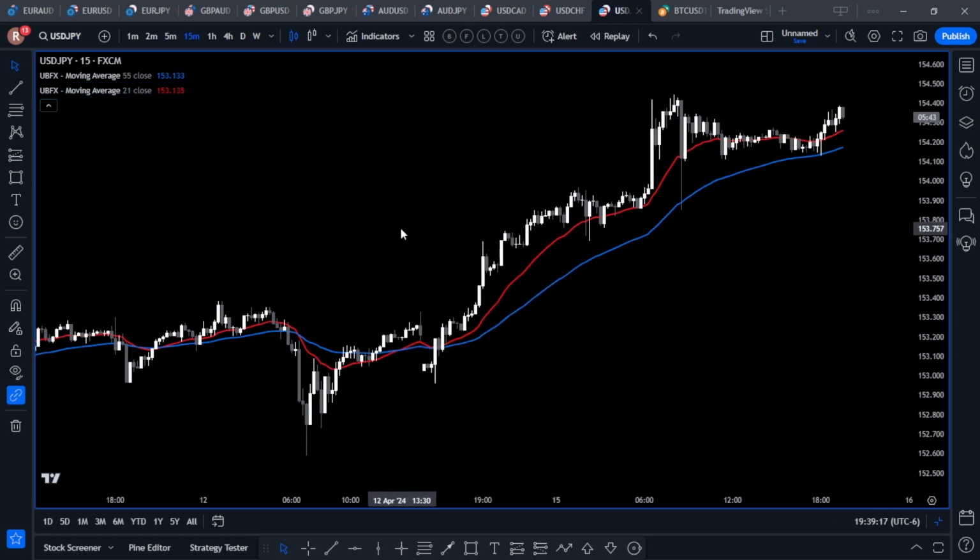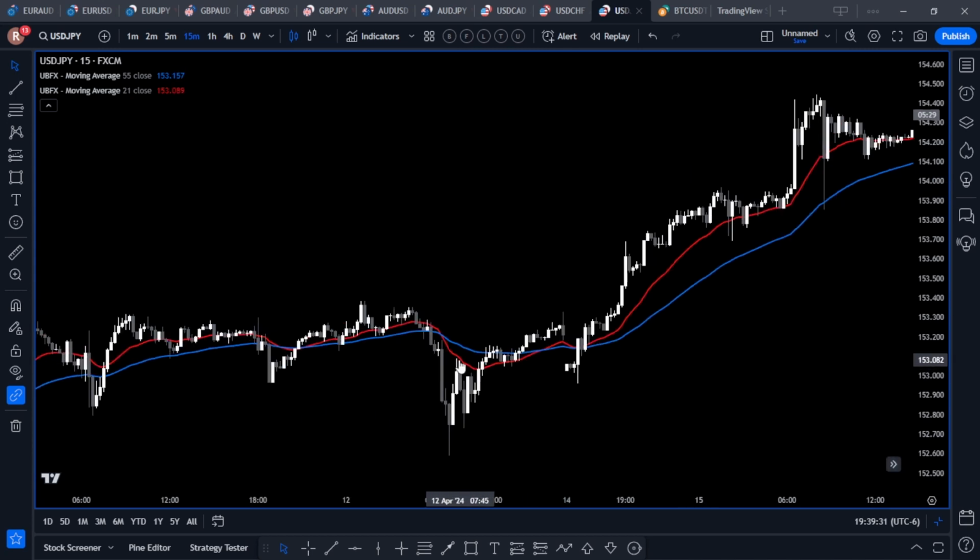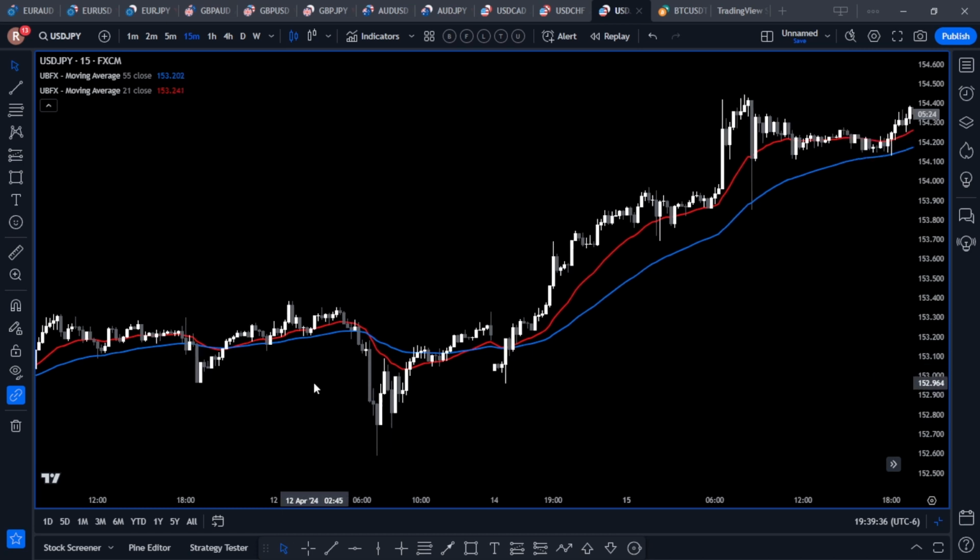And with these two moving averages together, I have to think even less. With the 21 over the 55, I have an uptrend. I can see that just by looking at these two moving averages. When we have the 21 below the 55, we've got a downtrend. So with a downtrend, I'm looking to sell. With an uptrend, I'm looking to buy.